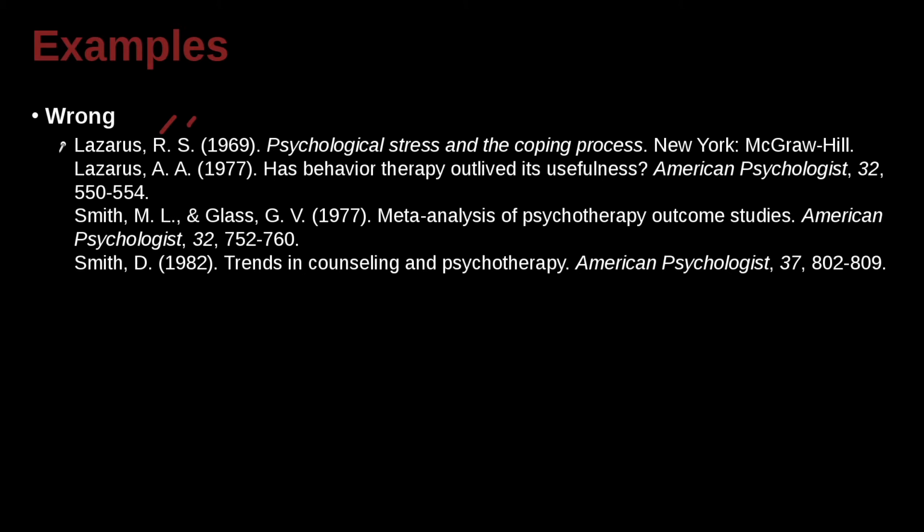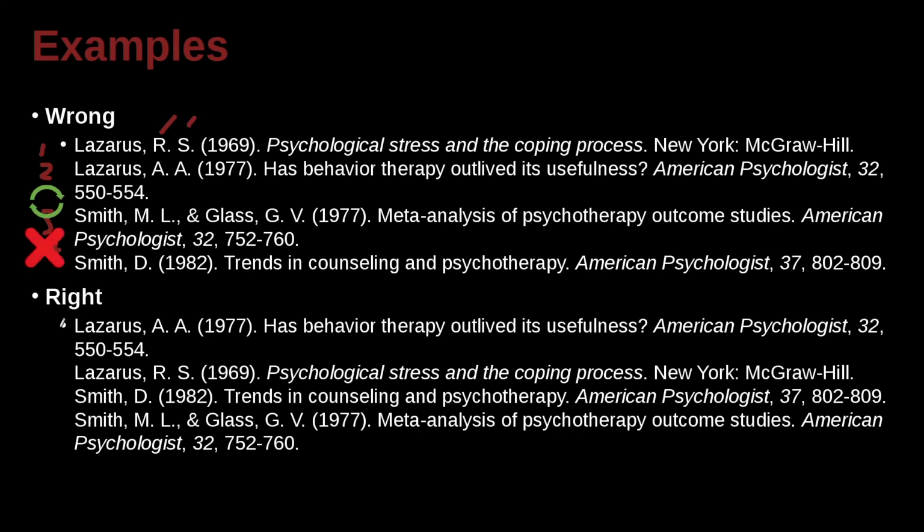Where's the problem at? Well, if you look a little bit closely, you can see that there's an issue with how these are arranged. Here we have the first one, the second one, the third entry, and the fourth entry, but in reality we've got a bit of a mix-up. Let's check it out. The way this should be is Lazarus A should not be second, but rather should be first. And then Lazarus R, because A is before R. Smith D should come before Smith M, rather than in that example.